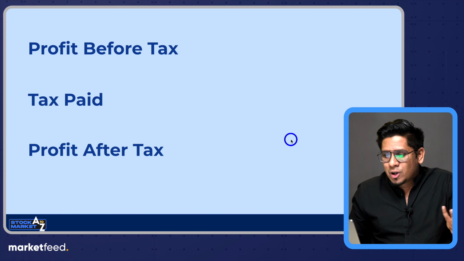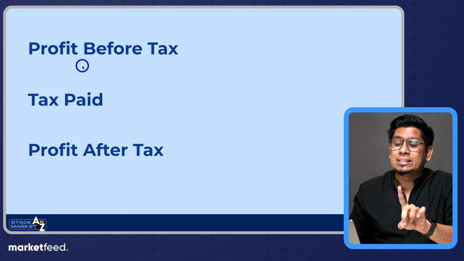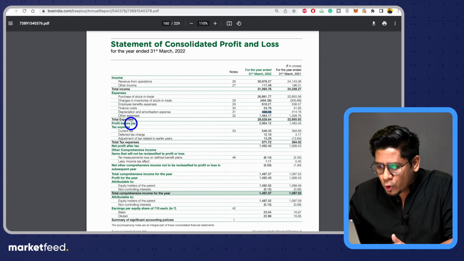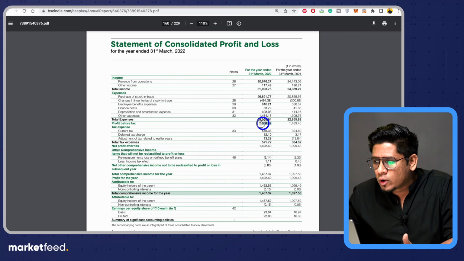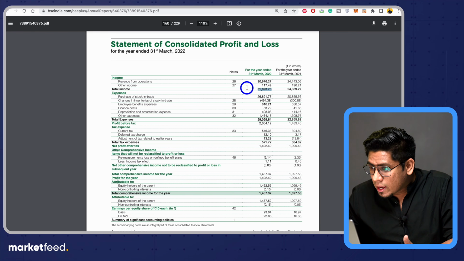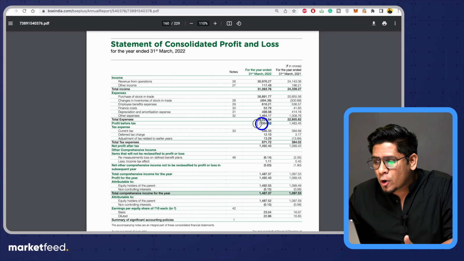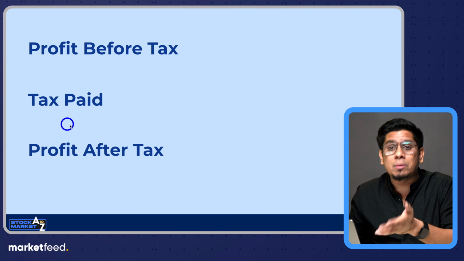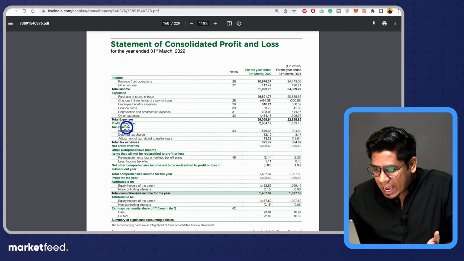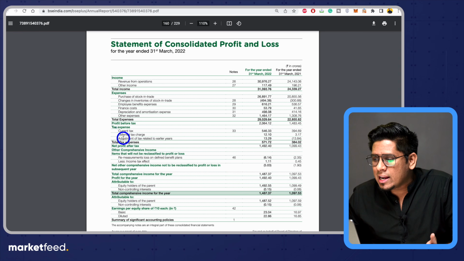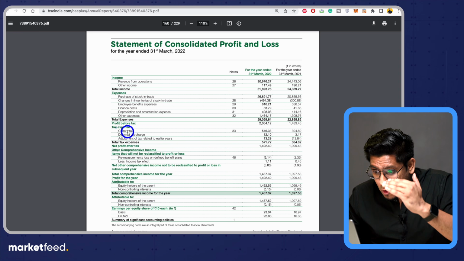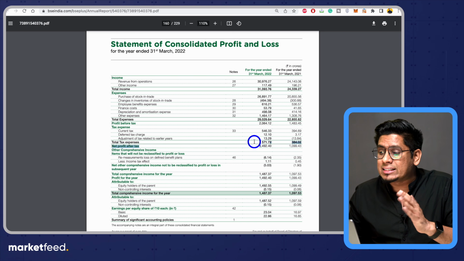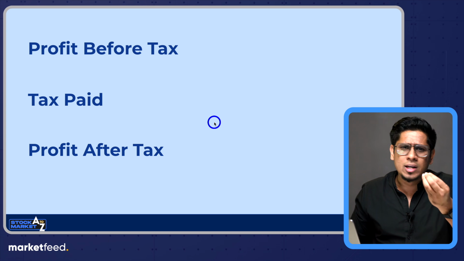Very simple now. Next, what we see on the P&L statement is the profit before tax. Very clear, right? It's literally only profit before tax. What is profit before tax? Your income minus your expense is your profit before tax. It's also called PBT. What is the next thing on the profit and loss statement? Tax paid. Tax expense. There are multiple line items here, need not look into it. The overall total tax expense is 571 crores. Very clear, straightforward. Need not spend more time here.